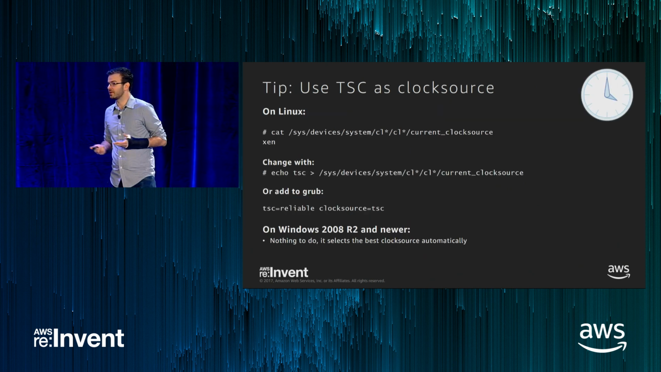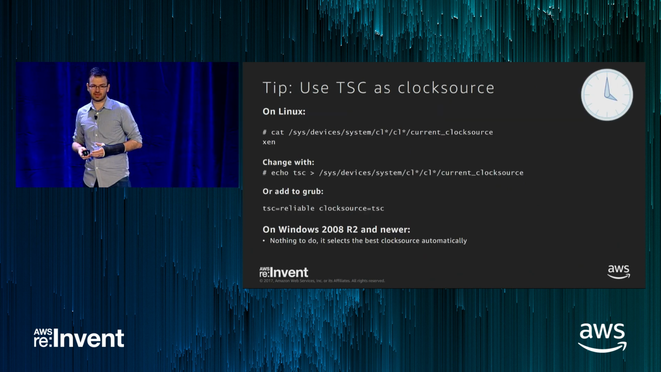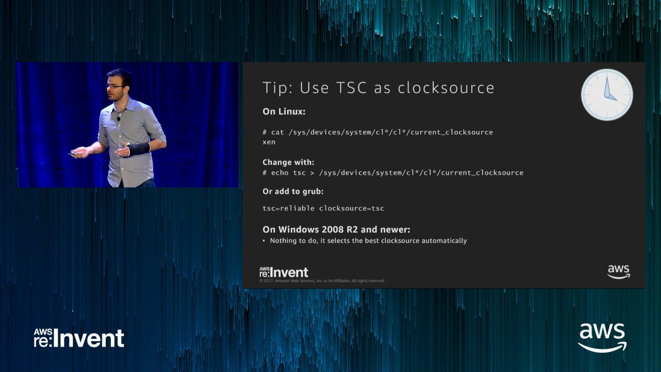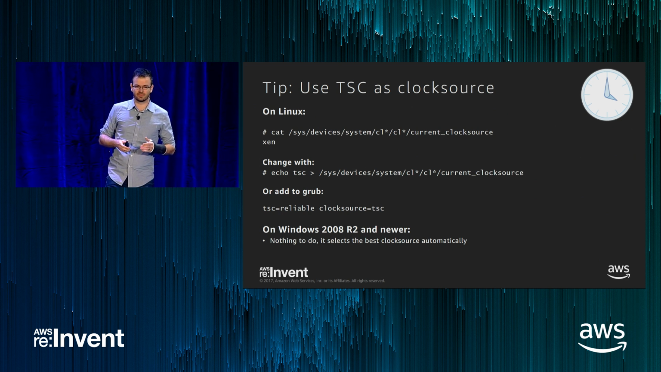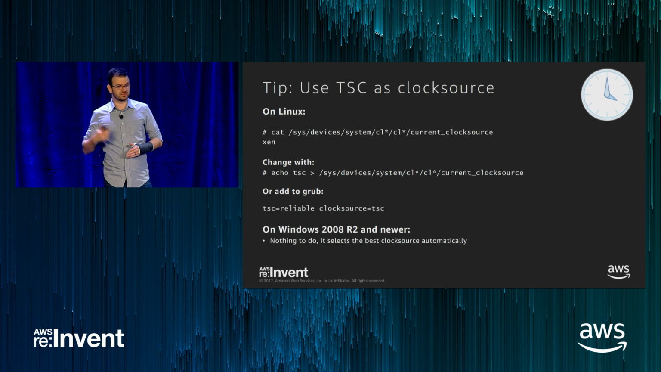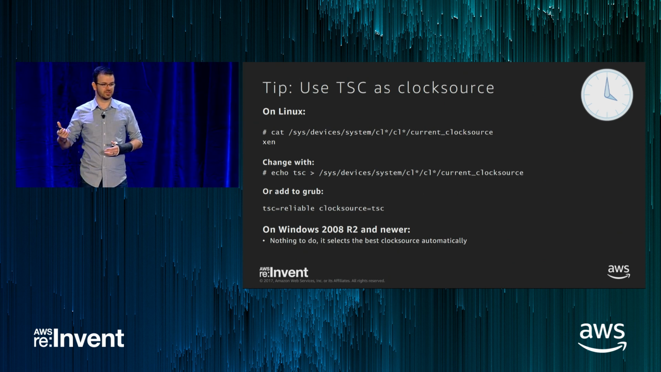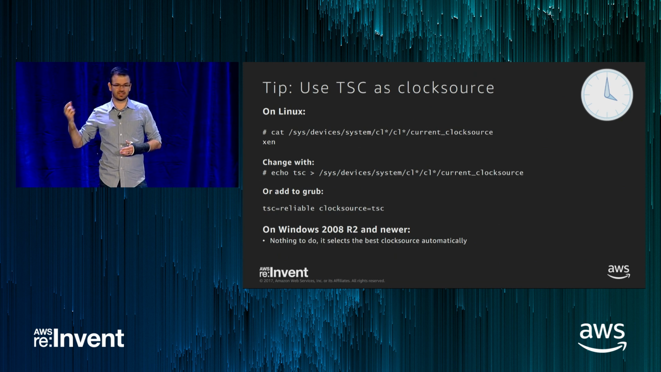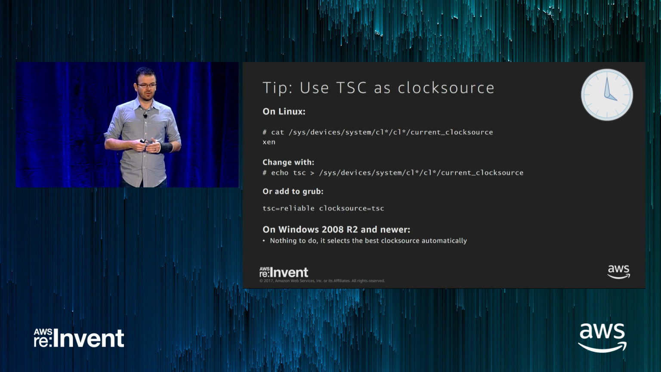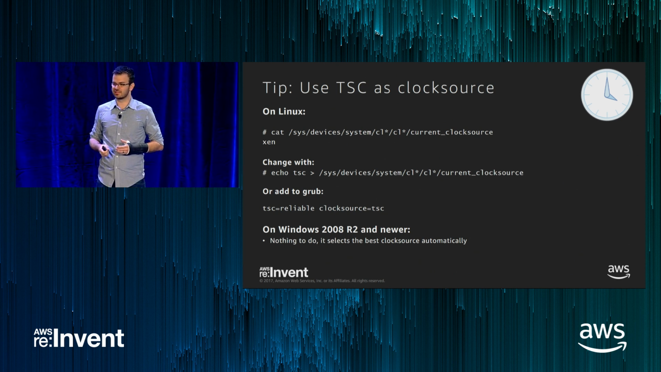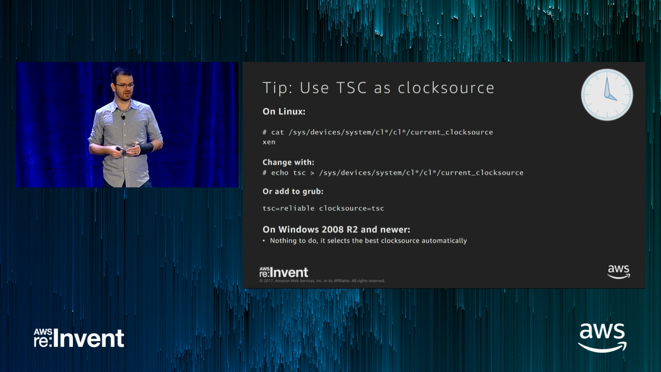So how do you do that? It's a pretty easy change to make on Linux. On Windows, you don't have to worry about it. It's handled automatically for you. And you can do it two ways, just like disabling hyperthreading. The first is to do it while the system is running. The first command that I have listed shows the current clock source you're using. You can echo tsc to the clock source, and that'll make the change take effect. Or if you want it to happen every time you boot the instance, you can add the options that I have here into grub and do a reboot.